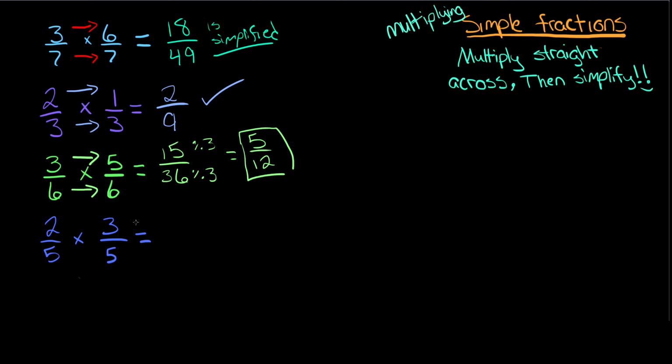Boom. So now we are moving on to the very last simple fraction. It is 2 over 5 times 3 over 5. Multiply straight across. 2 times 3 is 6, all over 5 times 5 is 25. And we do not have a number that goes into both 6 and 25, so we are good to go. Let's move on to dividing simple fractions.